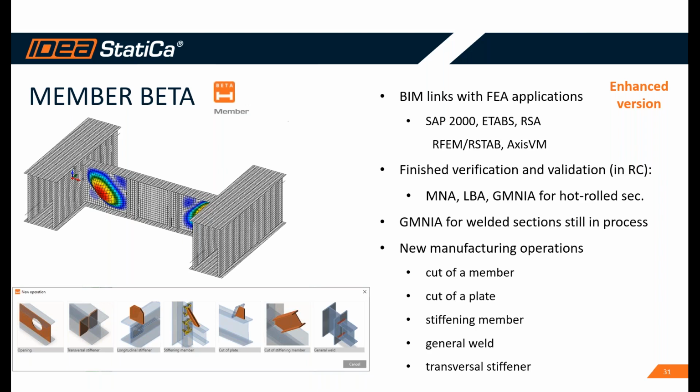Also, as you can already see in the code check manager presentation, we implemented BIM links for this member application. So you can use SAP 2000, ETABS, Robot Structural Analysis, RFEM or RSTAB, and Axis to connect your project with a member. Version 10.1 was limited when talking about the manufacturing operations. So we also implemented new ones: cutoff member, cutoff plate, stiffening member, general weld, and transversal stiffener for you in the member version 20.